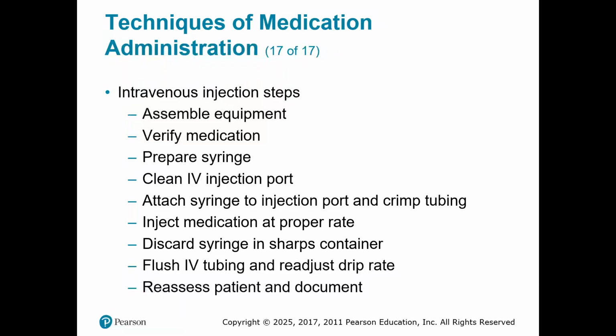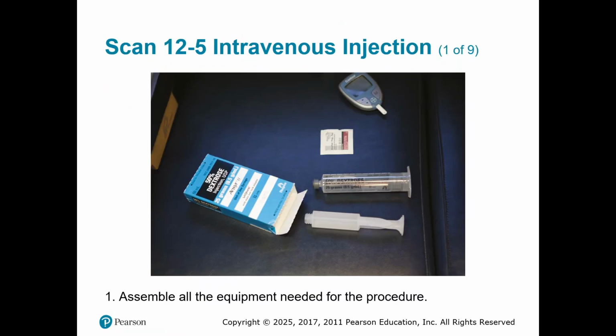So you're going to assemble all of your equipment. You're going to verify your medication. You're going to prepare your syringe. Clean your IV injection port. Attach your syringe to your injection port. Inject the medication at the proper rate. Discard that syringe in the sharps container. Flush your IV tubing. Readjust your drip rate if needed. Reassess your patient and document.